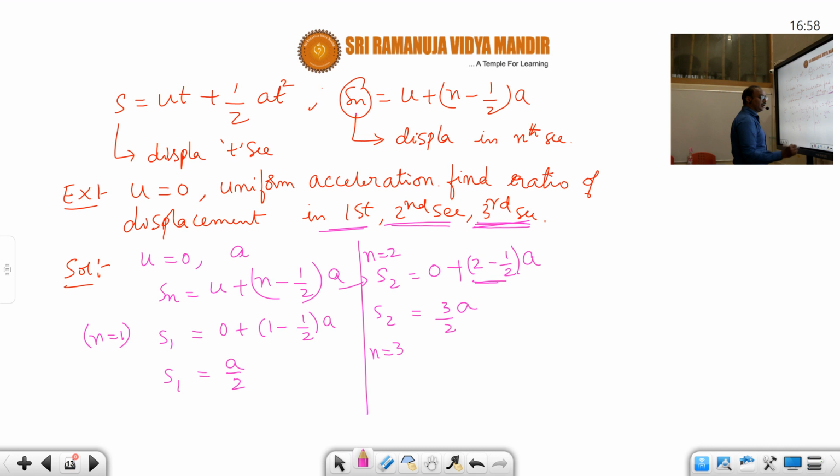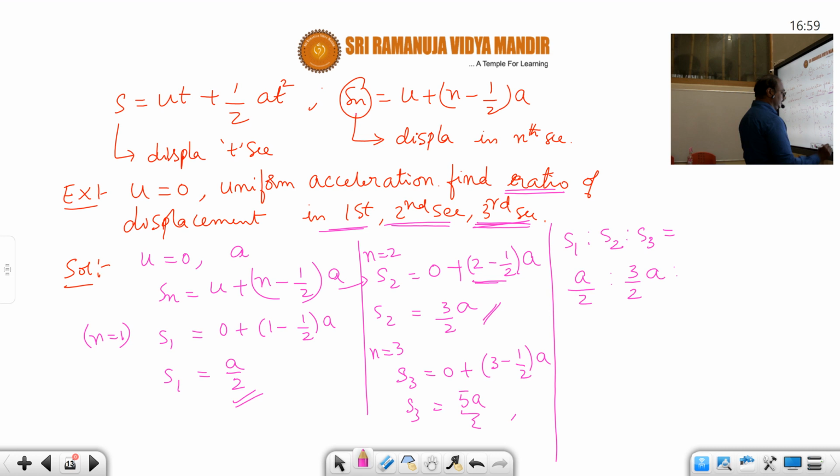Now what they are asking is the ratio. So simply calculate the ratio. The first second, second second, third second is equal to what? The first second is a by 2, you know the ratios. The second second is 3 by 2 into a, and the third second is equal to 5a divided by 2.